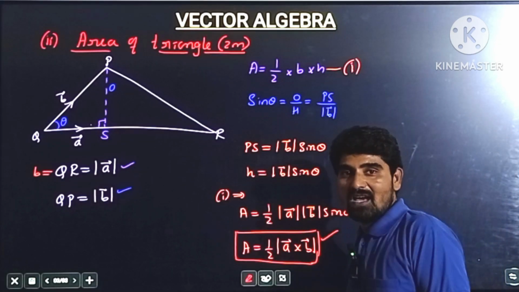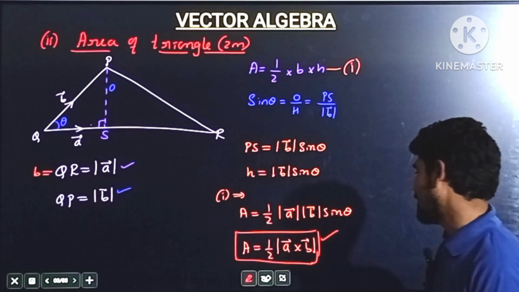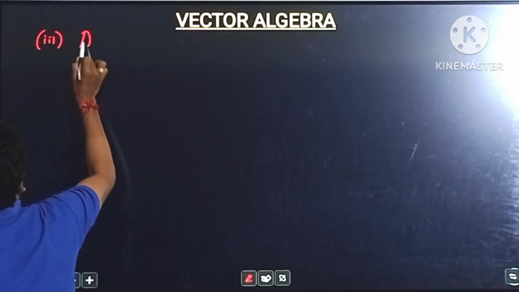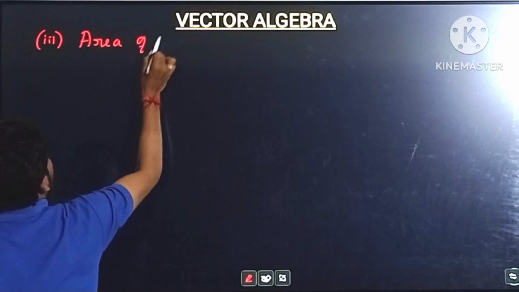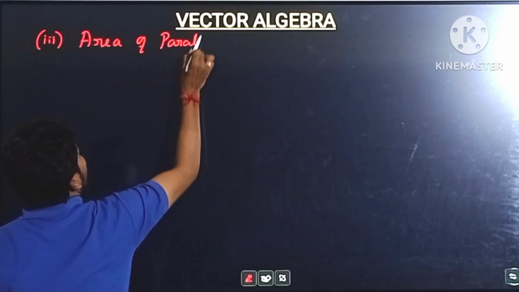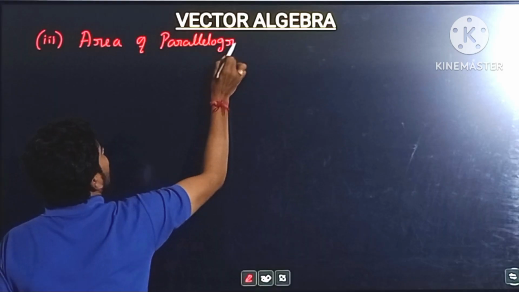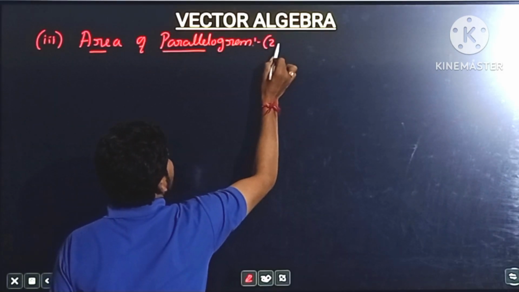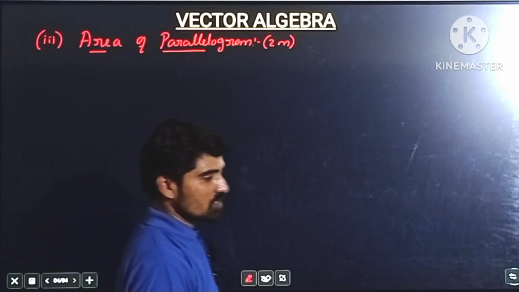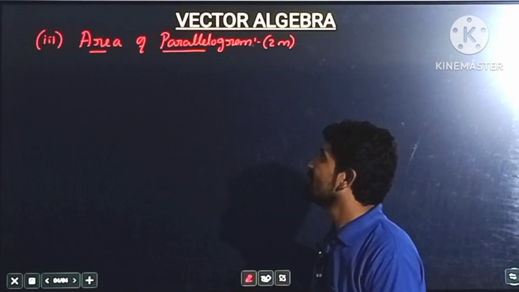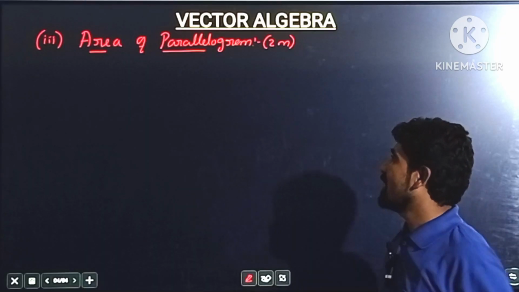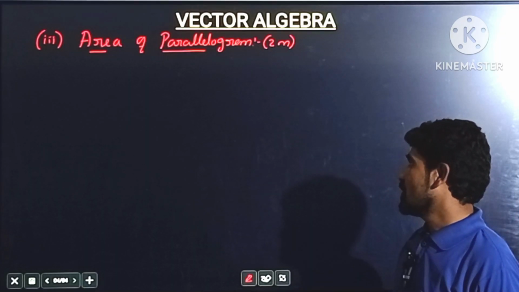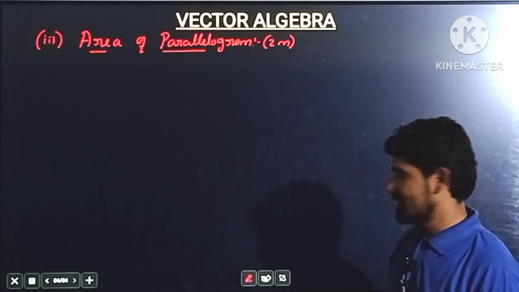Now the third and the last concept, that is what? Area of the parallelogram. This is also an important concept. From this concept, you are going to get 2 mark questions in your annual examination. They may be asked from the concept area of the triangle or from area of the parallelogram in your annual examination. Now see here, what is the formula for area of the parallelogram in vector system?